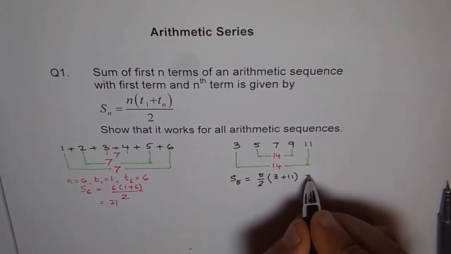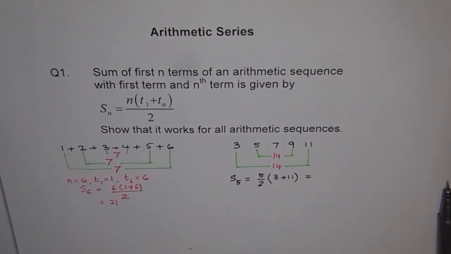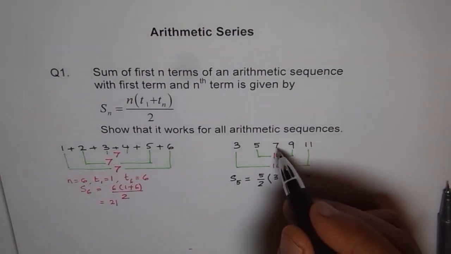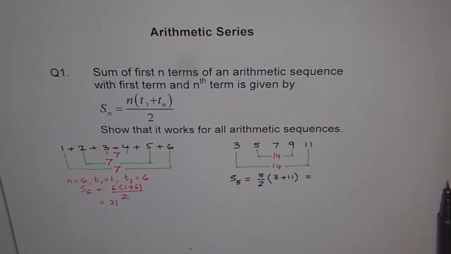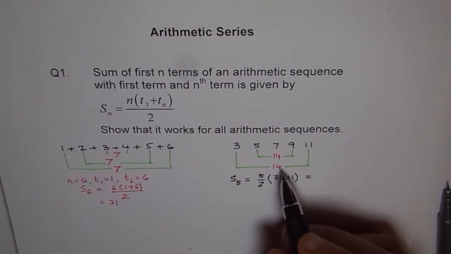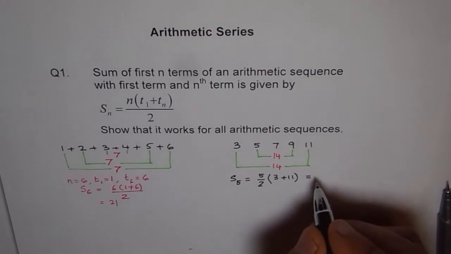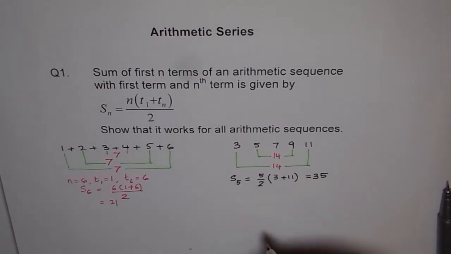Do you see that? And this is equal to what we expected. 3 plus 11 is 14, right? So we get 2.5 times 14. Do you get this sum? And we get our answer, right? So that is how the formula works, and that is how we can find the sum of different numbers of terms in our calculations. Correct? So 28 plus 7, 35. So that is how you get your sum.